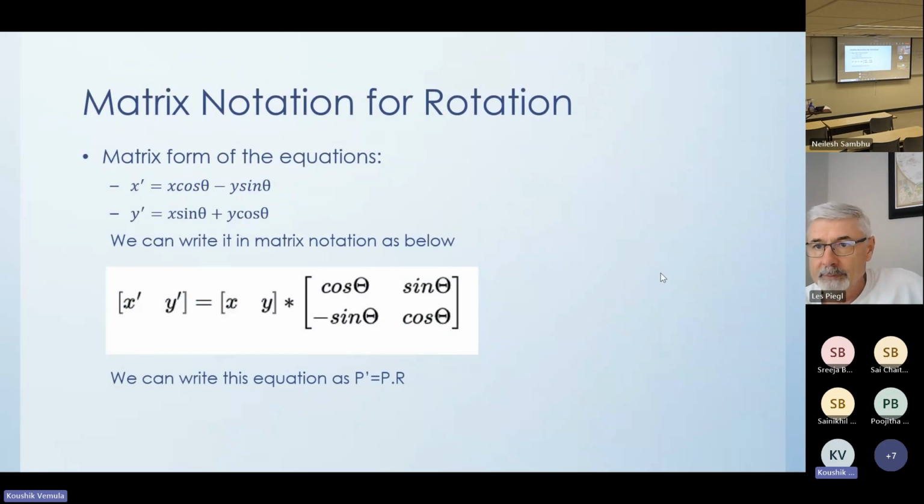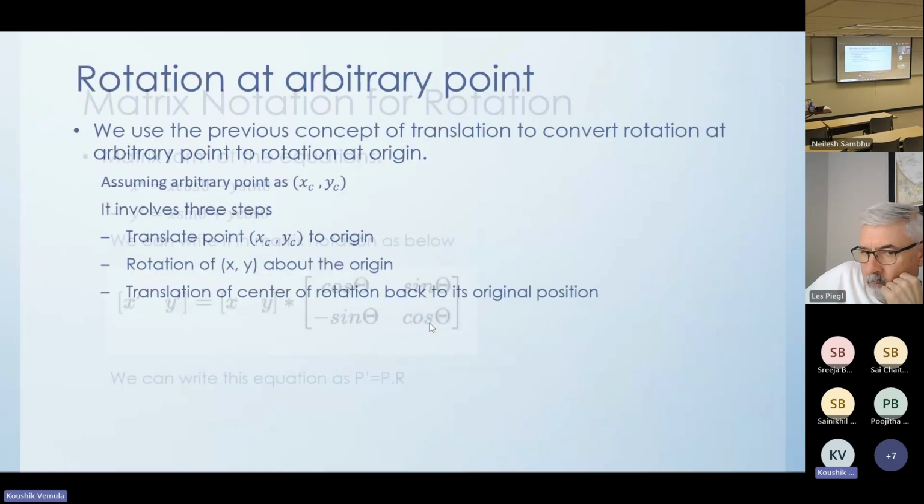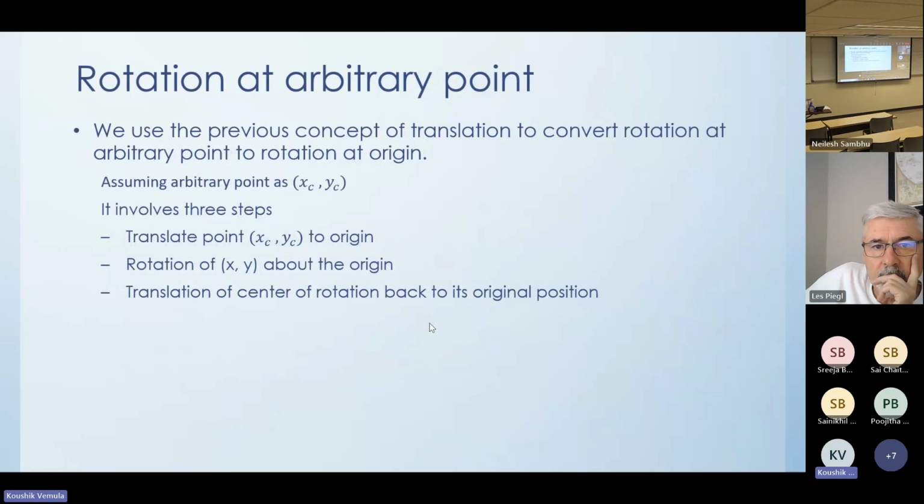As I was saying, the matrix notation is represented as p dash equal to p matrix multiplication of r, where we are considering r as cos theta, sin theta, minus sin theta, cos theta. It's another matrix notation which we'll be using for rotation. And rotation at an arbitrary point is something we generally perform in 3 steps.